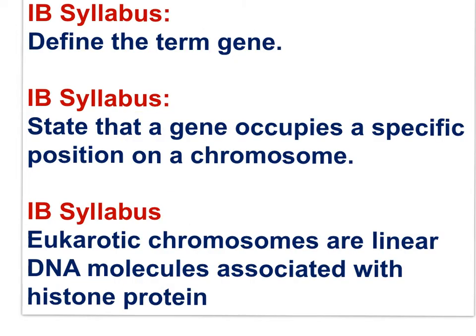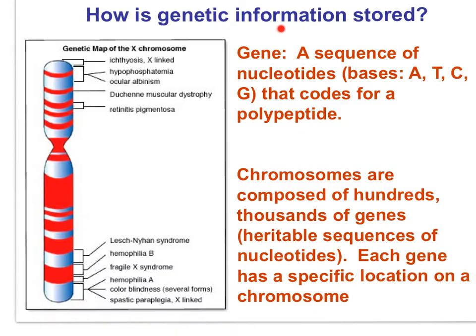Here are three relevant IB syllabus statements. Define the term gene, state that a gene occupies a specific position on a chromosome. Eukaryotic chromosomes are linear DNA molecules associated with histone protein. Genetic information is stored as a sequence of nucleotide bases, A, T, C, and G, that code for the synthesis of a polypeptide.